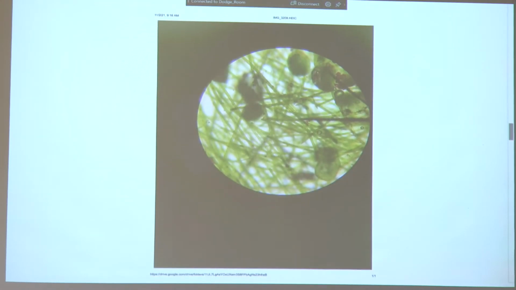So this is a sample of string algae from the Williston Pond. You can see it's actually all these green filamental structures of string algae. The green circles are duckweed that were in the sample as well.